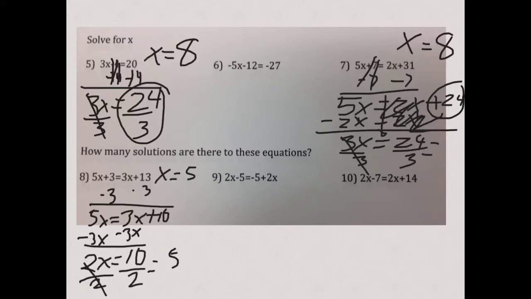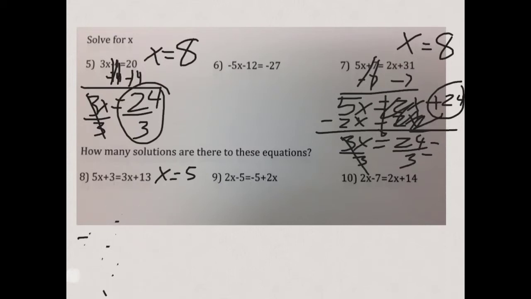Because I have only one solution, I can't pick any number but 5 that will make this equation true. Then I have one solution. I'll abbreviate that very quickly.